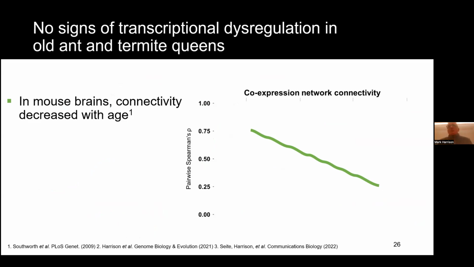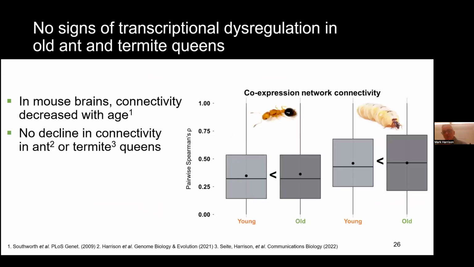Another thing we can do with co-expression networks is make some assumptions about transcriptional regulation. This is something that had been done before in mouse brains. They did a co-expression network for young mouse brains and for old mouse brains, and they found that the connectivity, so the strength of the correlation between the nodes, between the genes, was much lower in the old brains. They saw this as an indication of a breakdown in transcriptional regulation, one of the major hallmarks of aging. And that makes sense. So I checked to see whether we would see this in the ant and termite networks. We didn't. In fact, we saw a slight increase in transcriptional regulation. So we see no decline in connectivity. It appears that the genes are still really well regulated in these old queens.